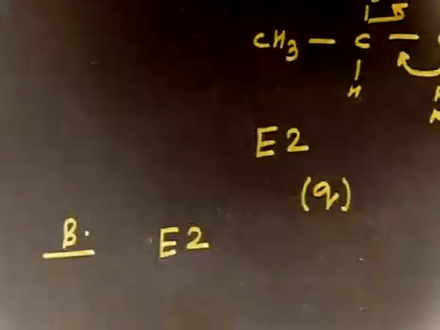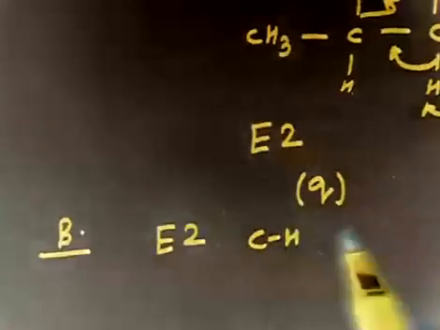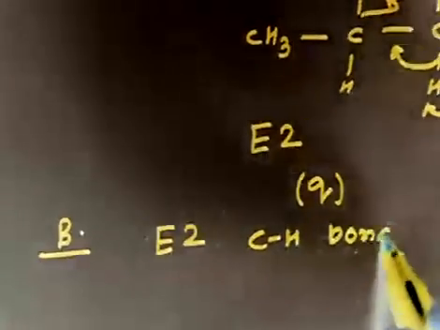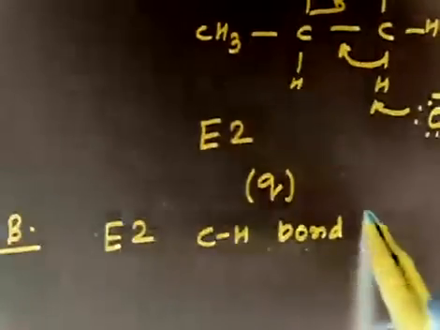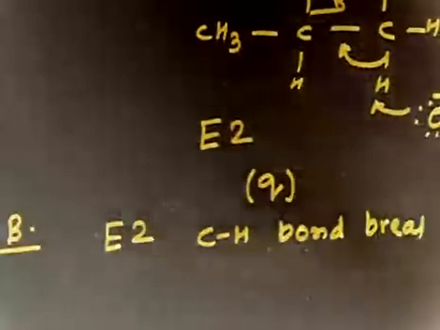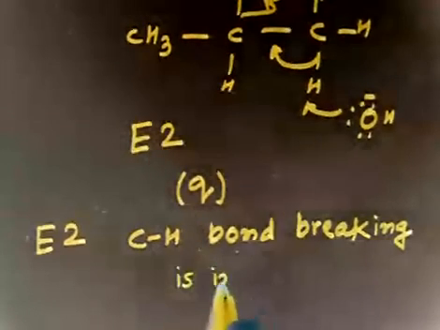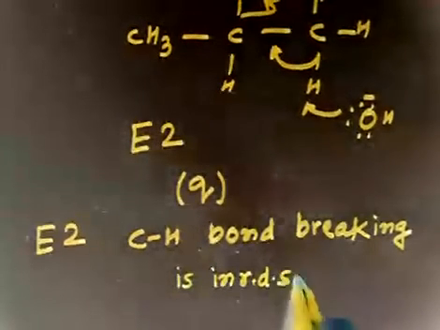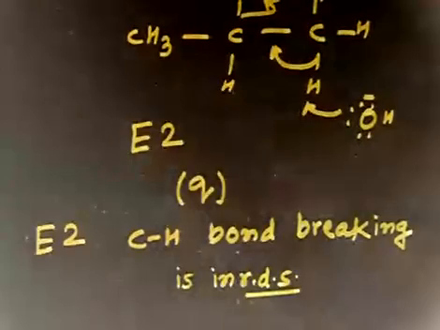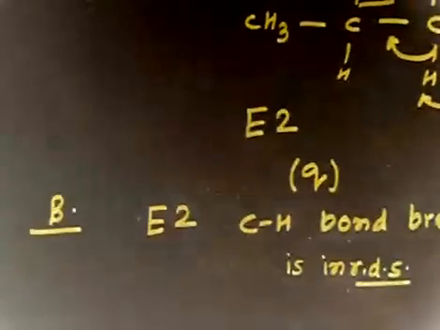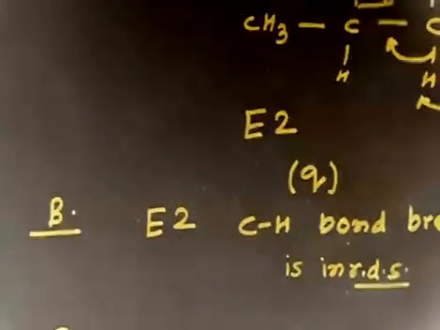In this case you also have E2. C-H bond breaking is in the RDS. Are you getting or not? So this is again an E2 mechanism. Now the part C. C is quite interesting.